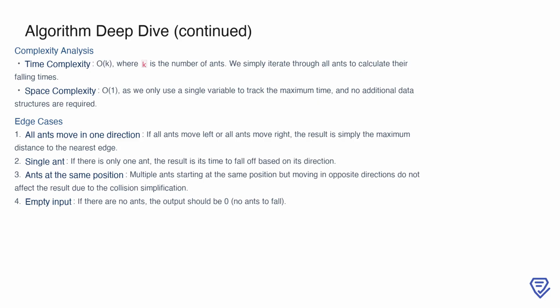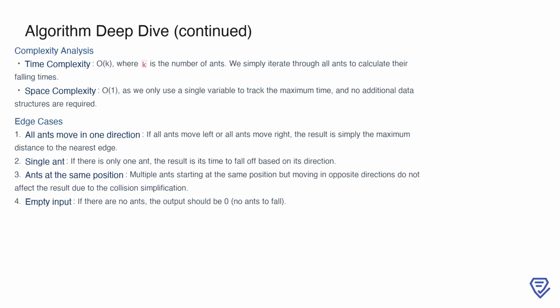Several edge cases are worth noting. If all ants move in the same direction, the result is simply the maximum distance to the nearest edge. For a single ant, the result is the time it takes for that ant to fall off based on its direction. If multiple ants start at the same position but move in opposite directions, the collision simplification ensures this has no impact.